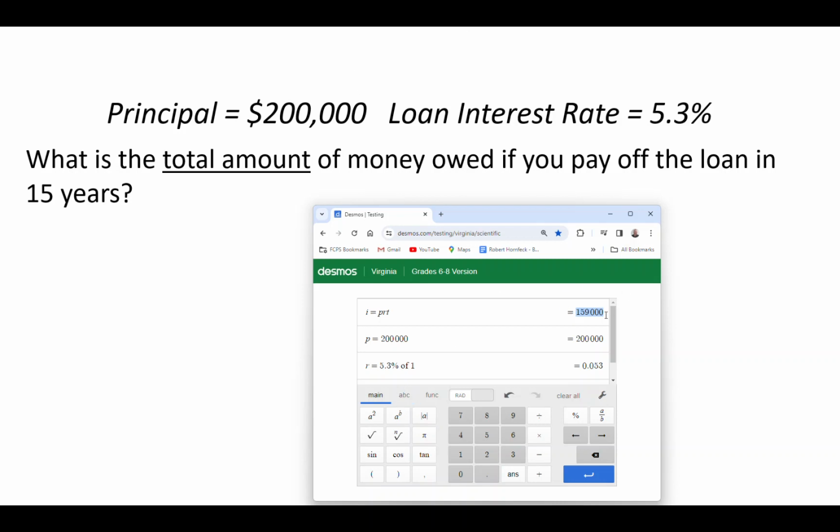But that's not what they're asking. They're saying, what's the total amount of money you're going to owe after you pay off the loan? Well, that means we need to take our interest and add it to the principal amount we were borrowing. And since you're using these variables, let's just let the variables do the work for us. I'm going to go interest plus principal, and I get $359,000. So to borrow $200,000, I actually have to pay $359,000 back.